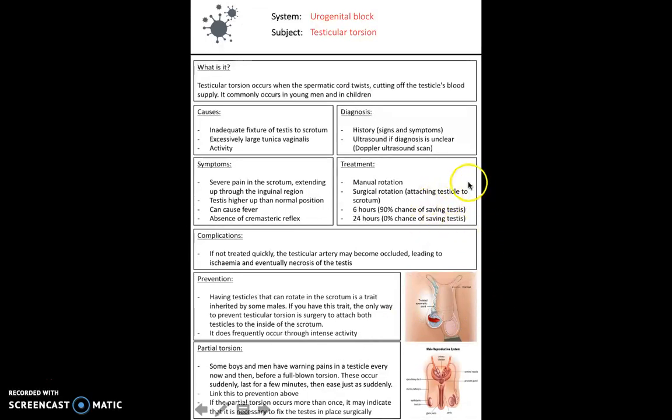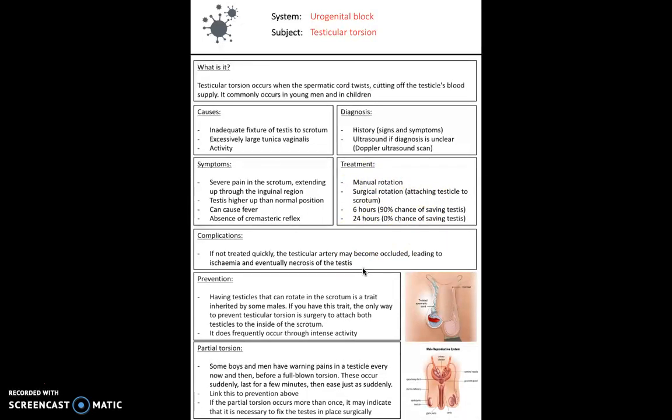The key thing about testicular torsion is the treatment. So it is absolutely essential to try and treat this within 6 hours in order to allow a 90% chance of saving the testes. However, if you get to 24 hours post-injury, you've got a 0% chance of saving the testes. So acting rapidly here is really important, especially in terms of psychological consequences.